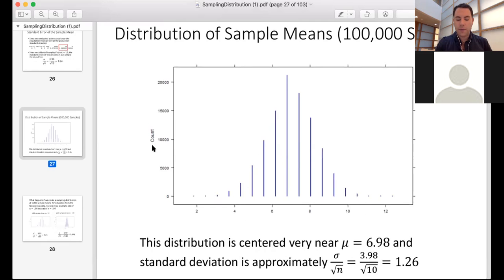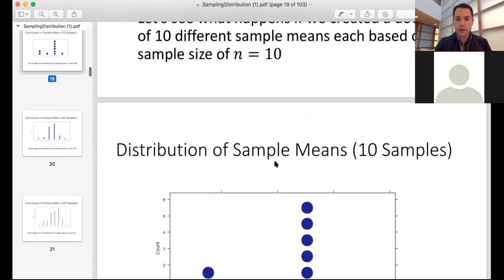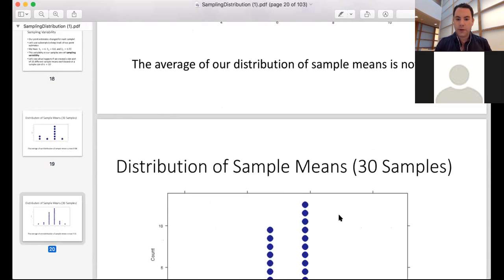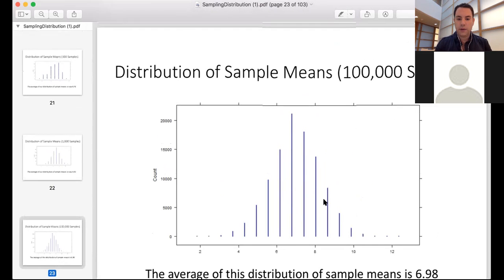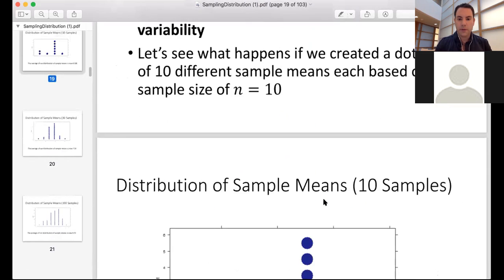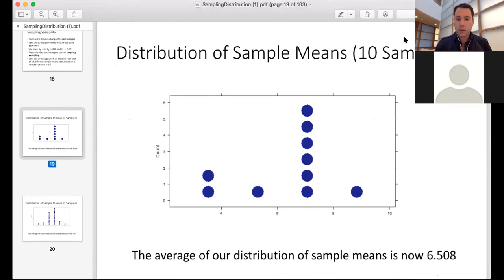So just from the formula, we know that as you increase your sample size, you're going to decrease the standard error. As we see here, if we go from 10 samples to 30 samples to 100, 1,000, 100,000, the variability is decreasing amongst the data. And what I mean by variability is, if we look here at the mean of this distribution, you'd probably say it's around 7, maybe a little bit less, 6.75, but you can see there's variability.